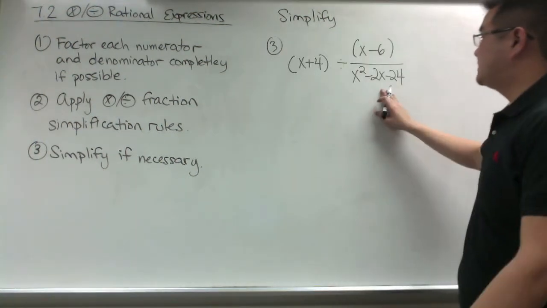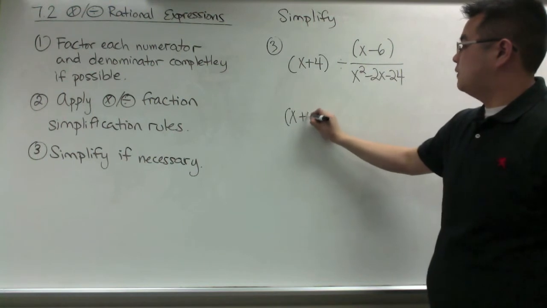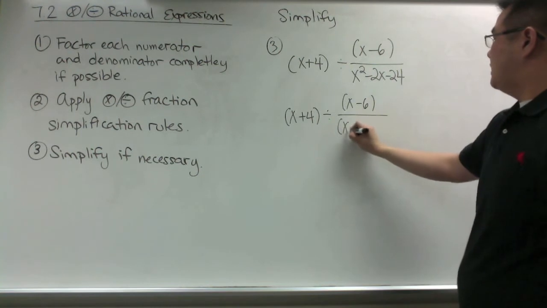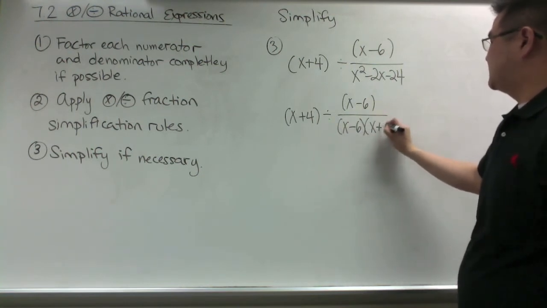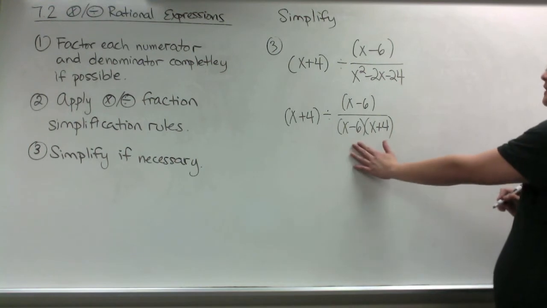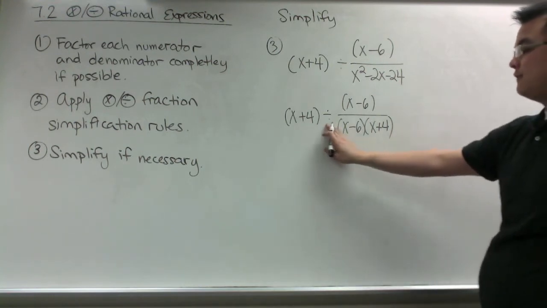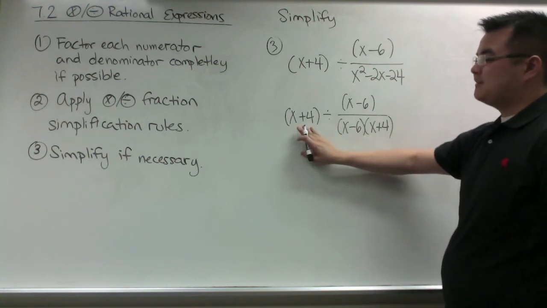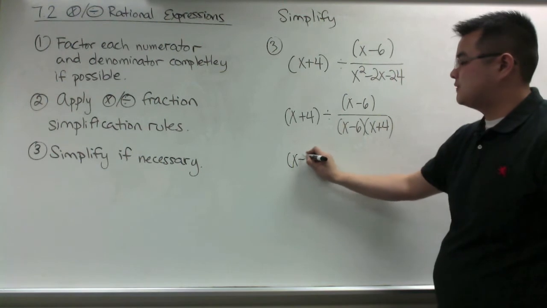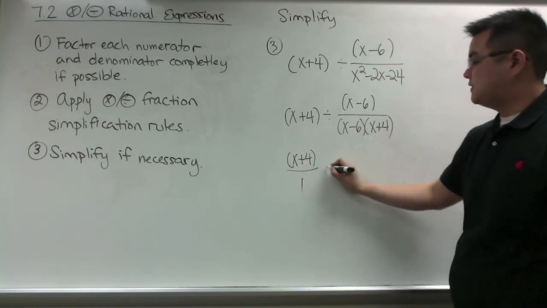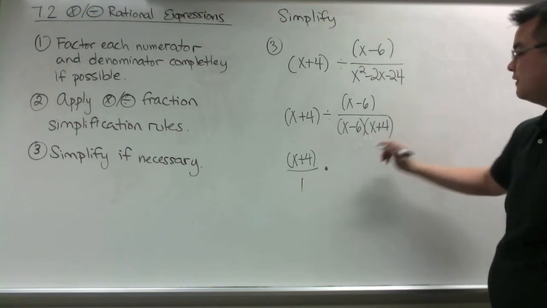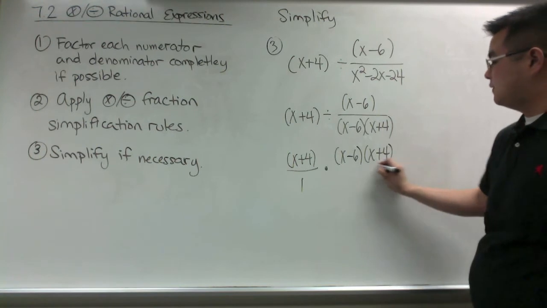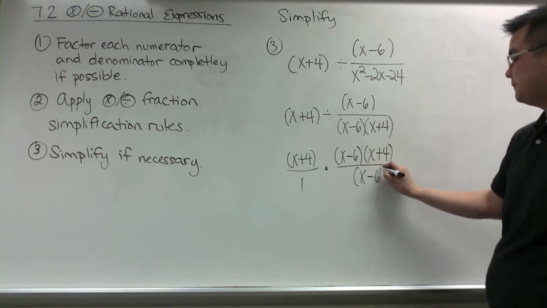In our next example, we're going to factor this denominator. So we have x plus 4 divided by x minus 6 over x minus 6 and x plus 4. Now that we have factored everything, we're going to apply the division of fraction rules, which says we're going to multiply by the reciprocal. Also here, notice it's not a fraction, so we can put x plus 4 over 1, then division becomes multiplication. The reciprocal of this fraction is x minus 6 over x plus 4.